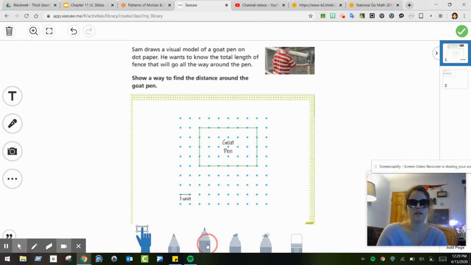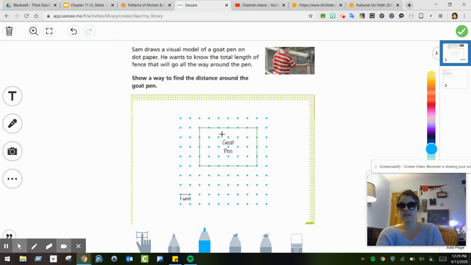Okay, so here is Sam's goat pen. We're going to count the dots around the goat pen to find the perimeter. This is one way you could use to find the perimeter. Remember, each line between two dots is 1 unit. Let's go ahead and start counting. 1, 2, 3, 4, 5, 6. Go ahead and write 6 here so I remember.